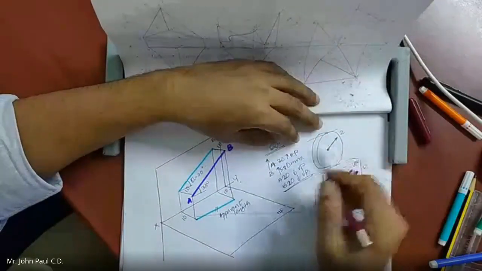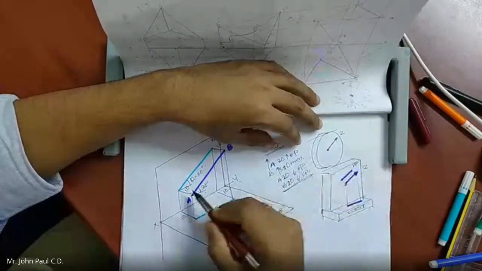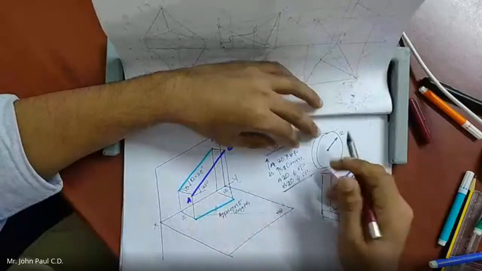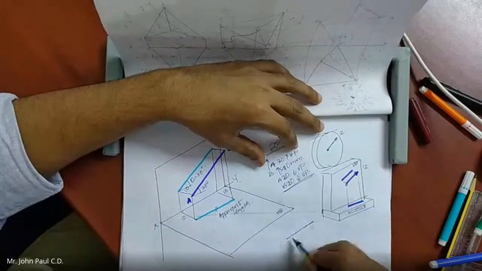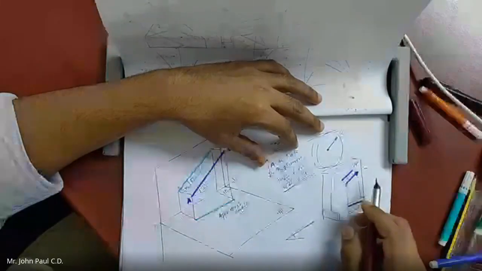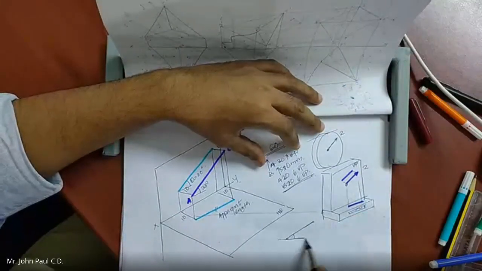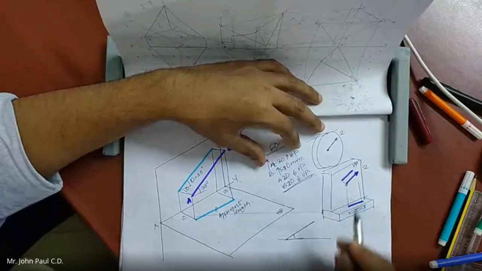Now what I want to know is, after placing a protractor on that projection, you can tell at what inclination this front view is. Can you tell me the inclination of the front view with the horizontal plane, or with respect to the xy line? What is the inclination?